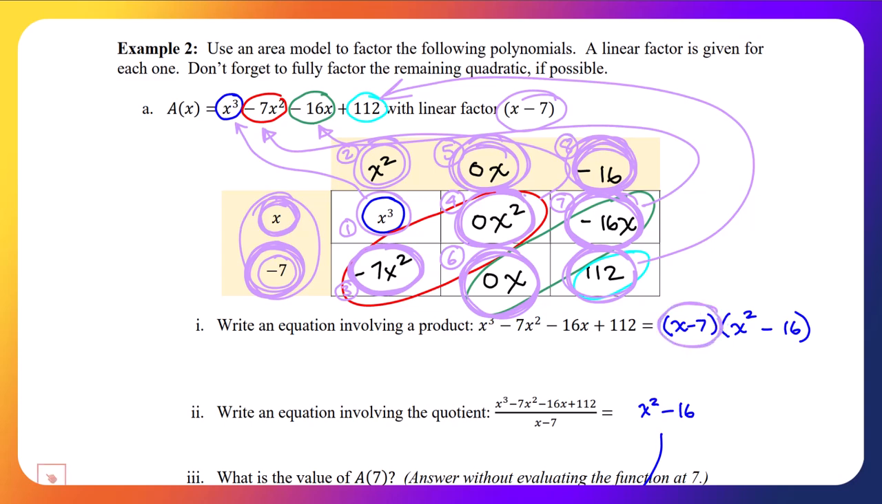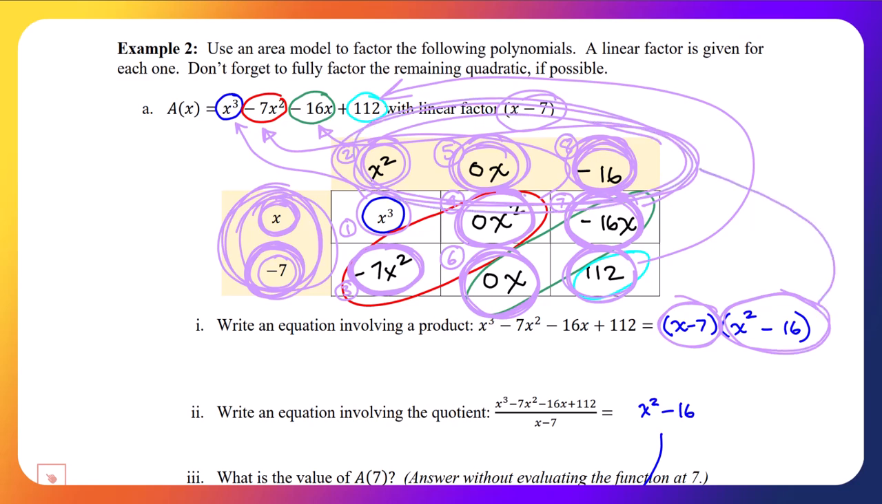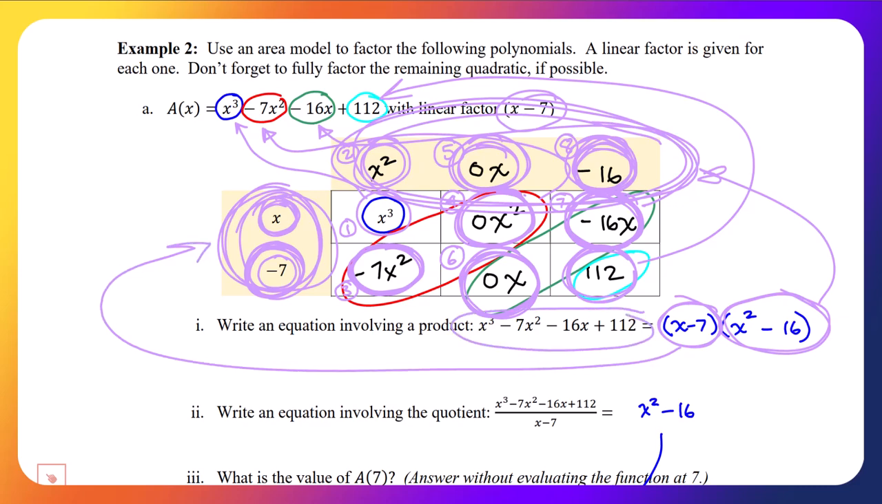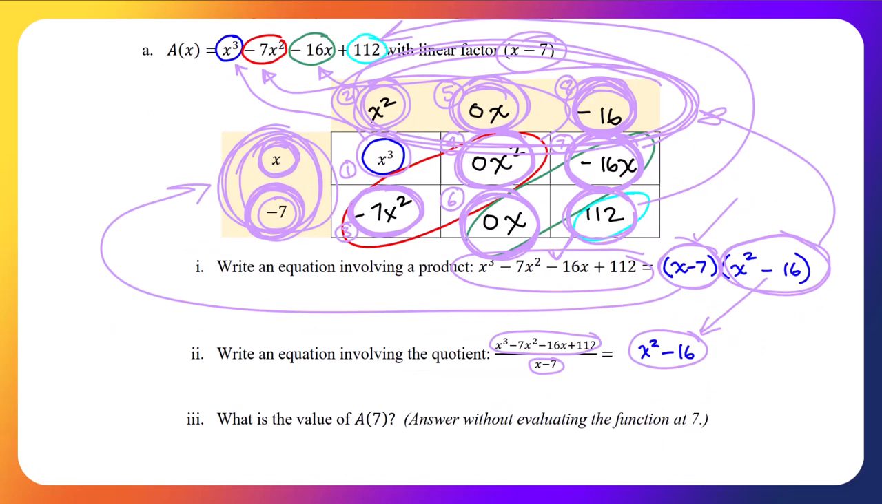So then I take the divisor times the quotient, which is up here, and I get the original polynomial. So then if this is the divisor, this is the quotient, this is the dividend, or what's being divided, this is the quotient.